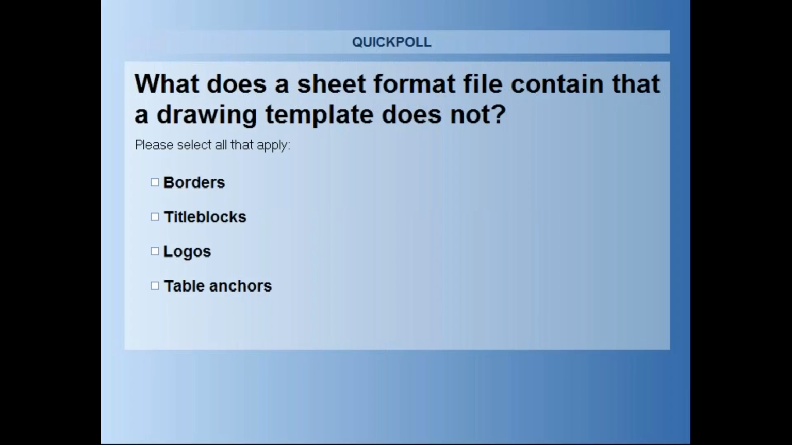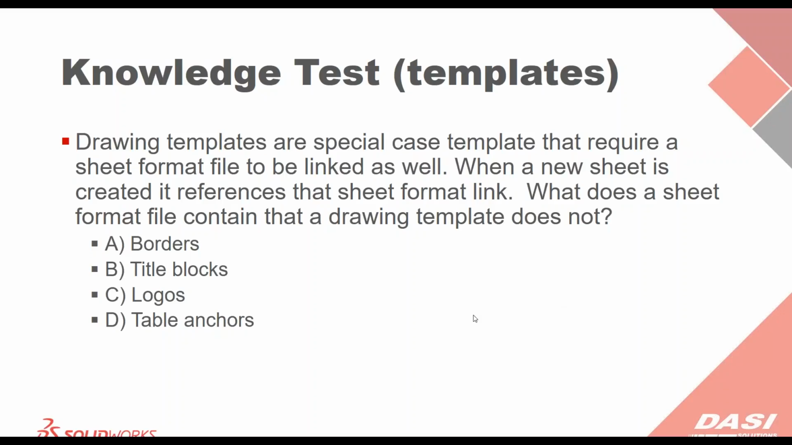All right, just for time's sake, I'm going to go ahead and close this poll out, and then we'll look at the answer. In this case, the answer was actually all of them. So if you checked every box, then you're 100% correct. You need to have a border, a title block, a logo, and a table anchor specified in a sheet format template to complete that template for a new drawing sheet. So a little bit more of a difficult question, but good to know.